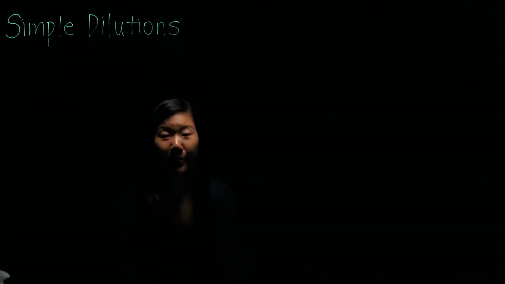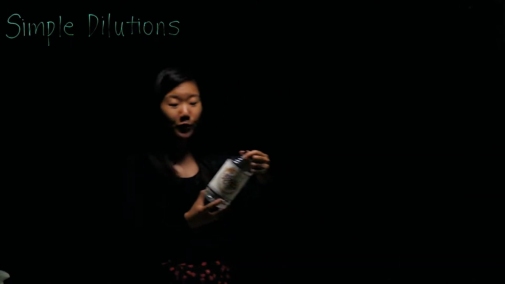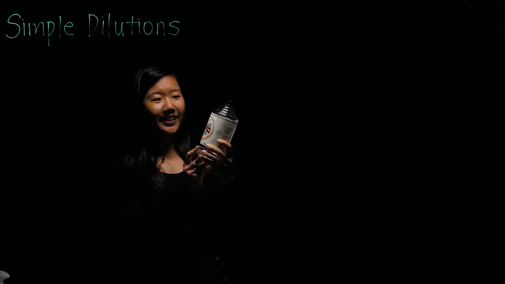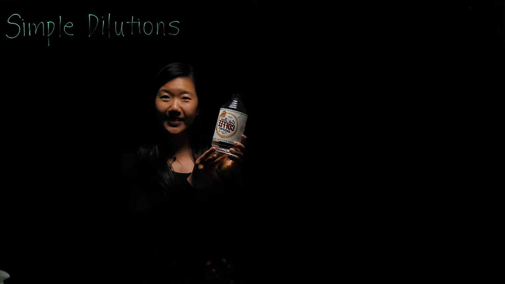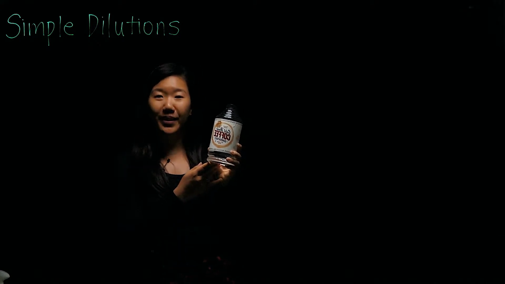An everyday example of making a dilution would be drinking cold brew from concentrate. So we wouldn't be drinking this straight up. Instead, we would be adding water or milk to make it less concentrated. We would be making a dilution.